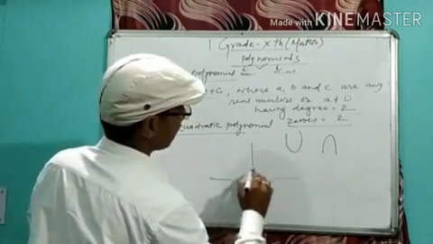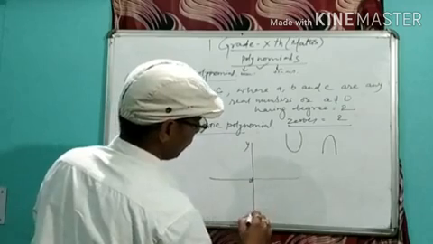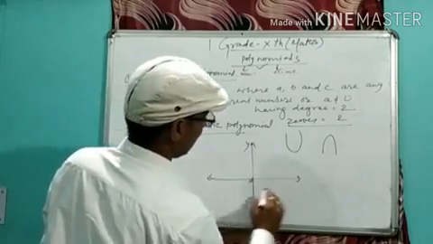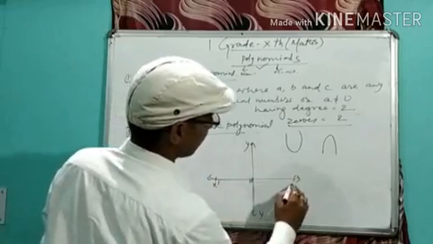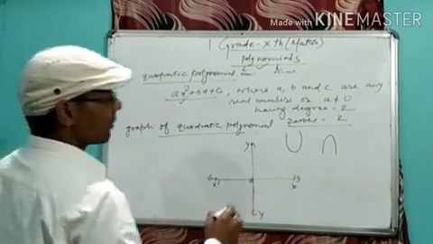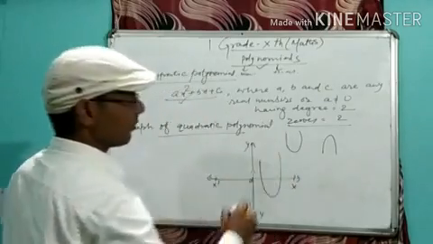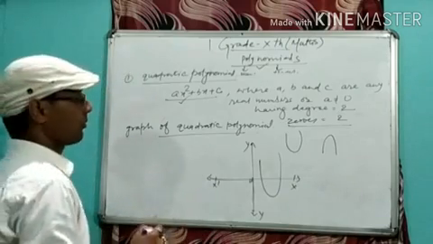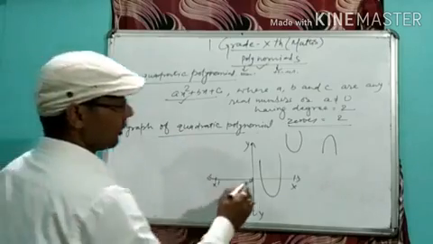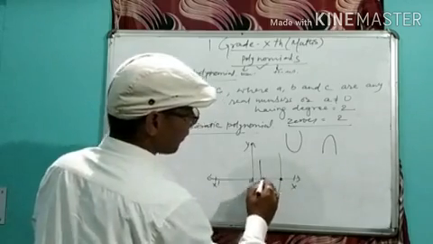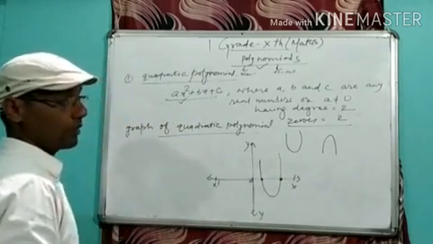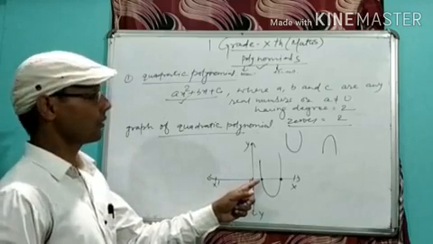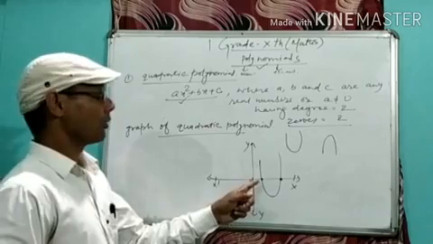Suppose this is the axis y-o, y dash, and this is x dash o, the x-axis. You can say just such a type of graph comes from the quadratic polynomial. Here are two distinct cuts: it cuts the x-axis at 2 points. You can say these are the 2 zeros here.